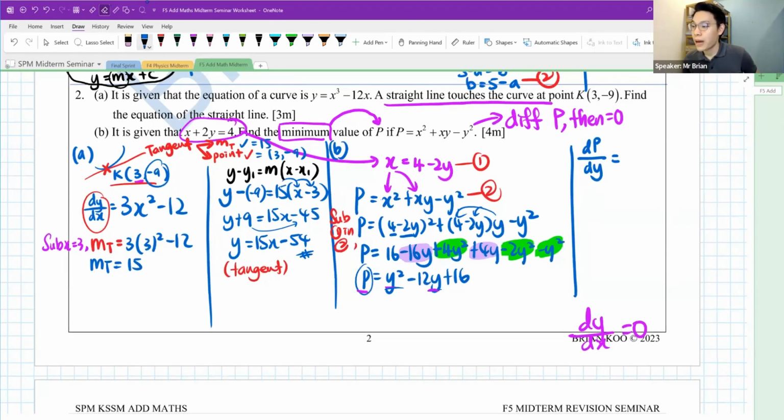Now we differentiate: power times the power minus one. The gradient of negative 12y plus 16 is just negative 12. Differentiation finds the gradient, right? So just negative 12, done already. Now what? The highlight of the whole part B is this: equal to 0.